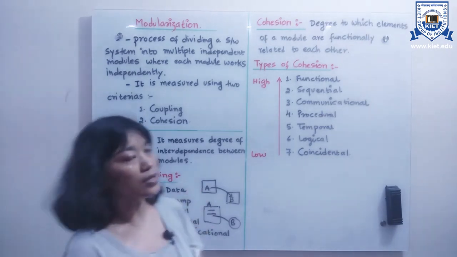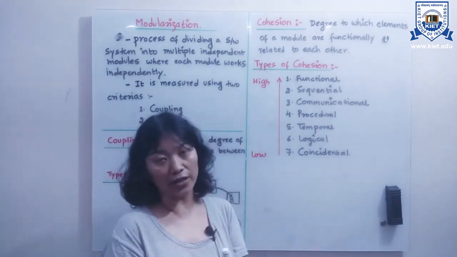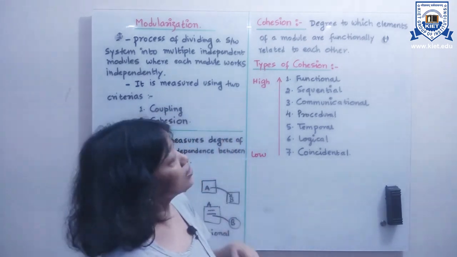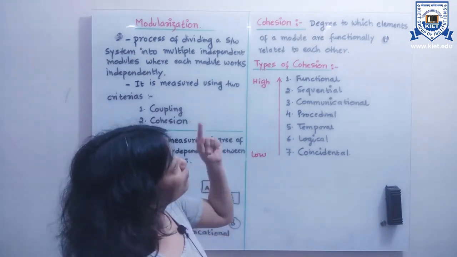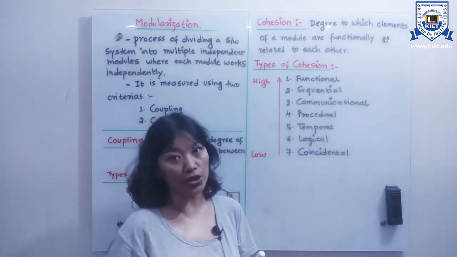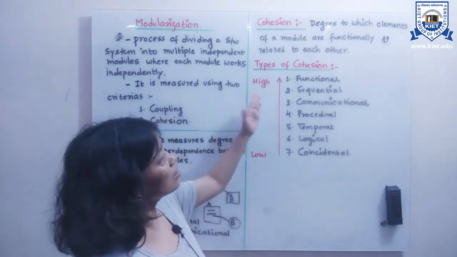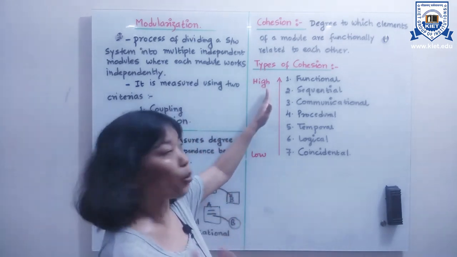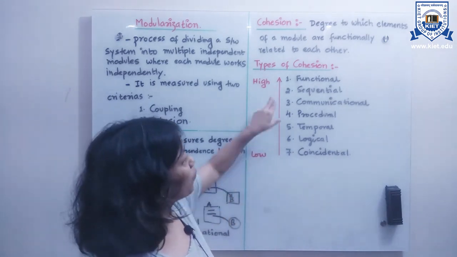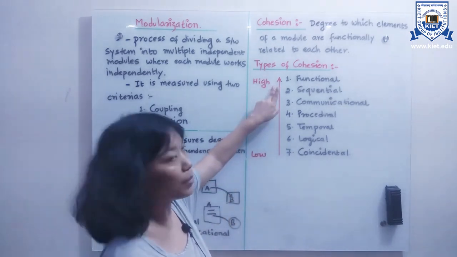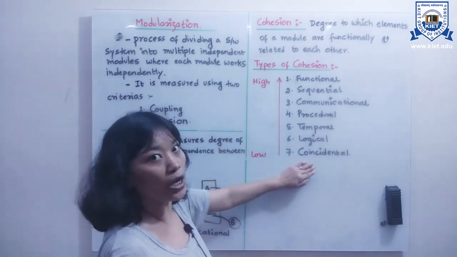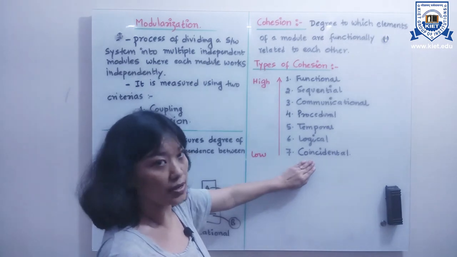Now come to the second measuring criteria of modularization, that is cohesion. Cohesion is the degree to which elements of a module are functionally related to each other. If you see the types of cohesion, there are 7 types and the arrow goes upwards. That means it is highly recommended to have functional cohesion and very low recommendation of coincidental cohesion.